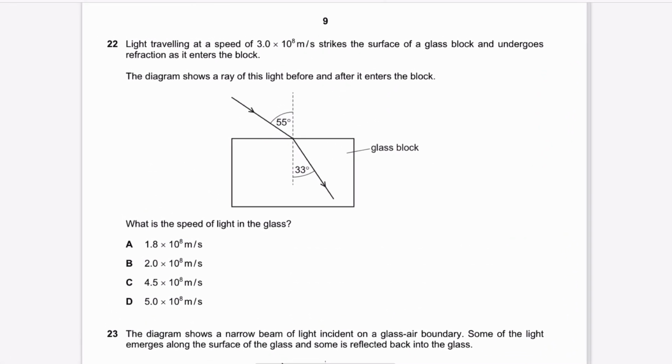Question number 22. Light traveling at a speed of 3 into 10 to the power 8, that's obviously the speed of light and the speed of all the electromagnetic spectrum, strikes the surface of a glass block and undergoes refraction as it enters the block. The diagram shows a ray of this light before and after it enters the block. What is the speed of the light in the glass?